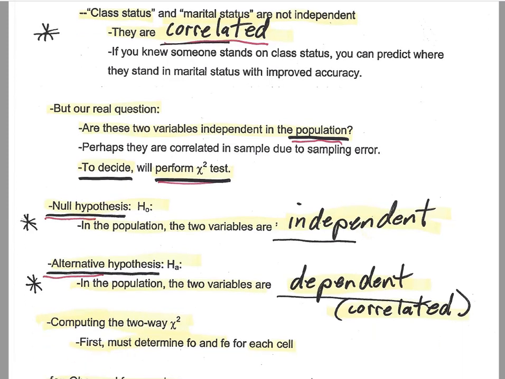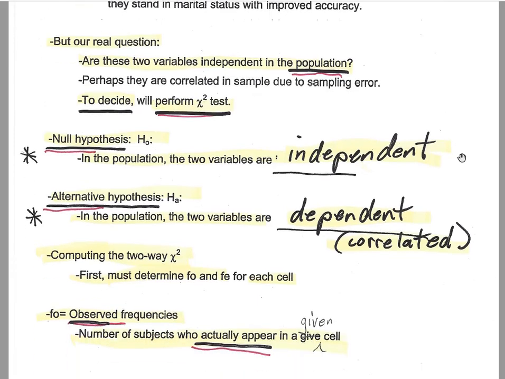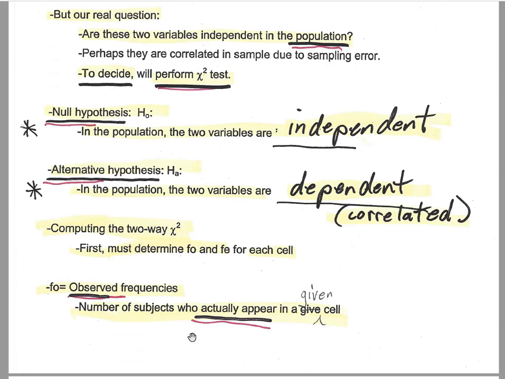We're going to compute a two-way chi-square test. Computing a two-way chi-square test first involves determining the observed frequency and expected frequency for each cell. At least one of these terms I've alluded to before. Let's define that term more carefully now. F with an O subscript is our symbol for observed frequencies. Observed frequencies are simply the number of subjects that actually appear in a given cell.